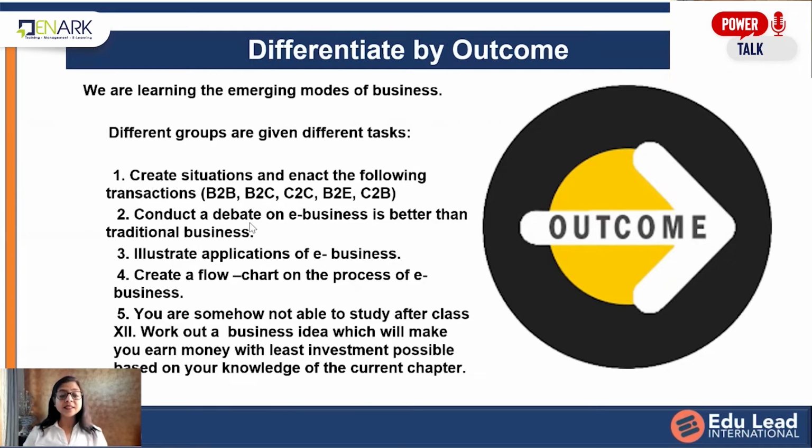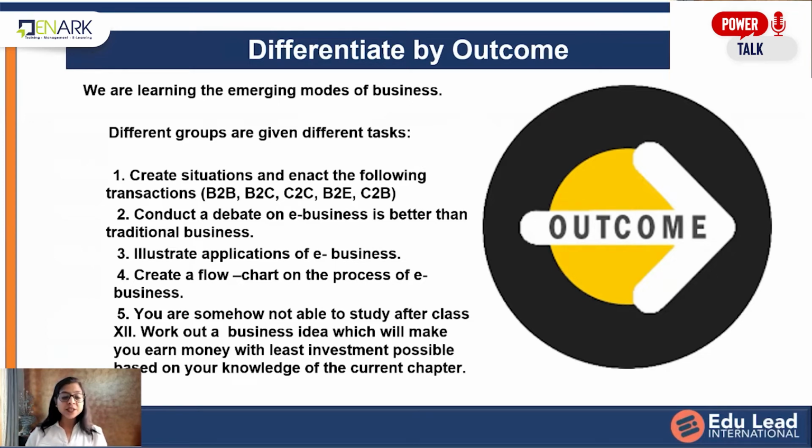Another is to conduct a debate on whether e-business is better than traditional business. Within the group, they will have for and against, and there will be a debate. Then illustrate applications of e-business. Here they are going to put it in the form of a diagram and illustrate it. So those who are good in arts, those who are kinesthetic and very creative, are the ones who can do it. Then create a flow chart on the process of e-business. These are the ones who are mathematically and logically very strong. They can create a flow chart on the process.